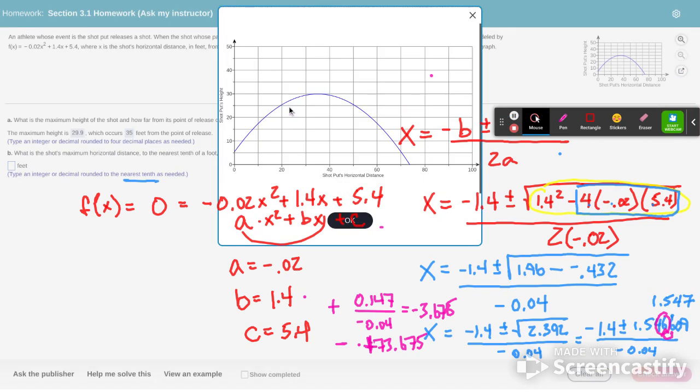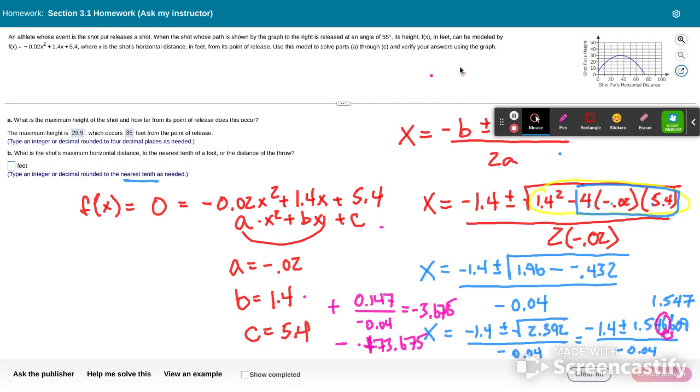what we've calculated is that one of the locations where it would be equal to 0 would be negative 3.75, which would be right here. The other one would travel all the way out. There's 70. So 73.675 would be my other distance. All right, so that's one way that we can use.